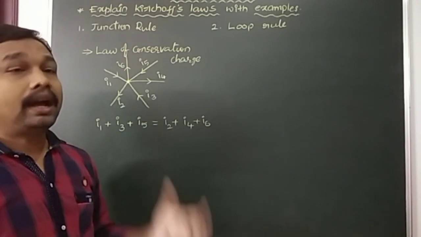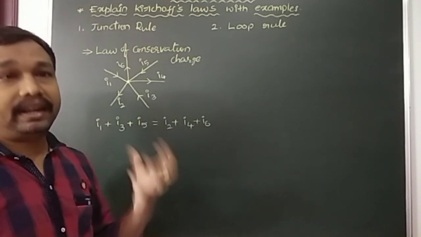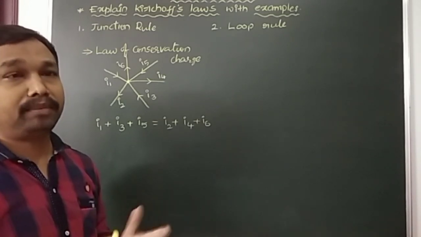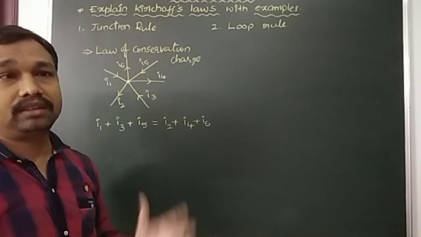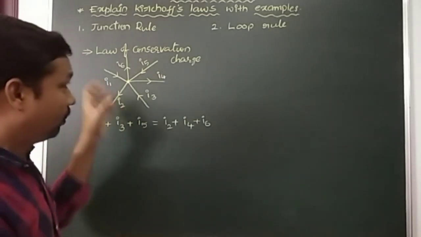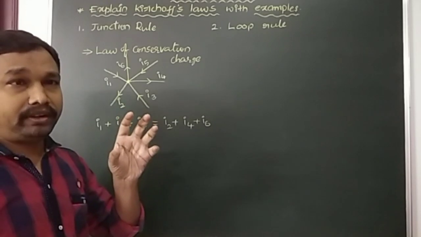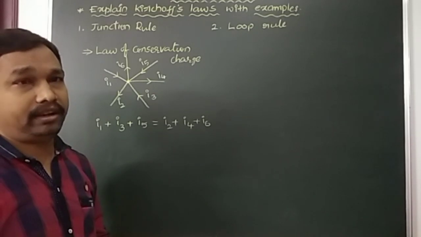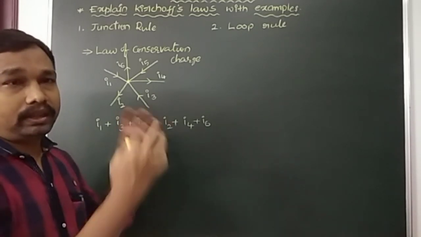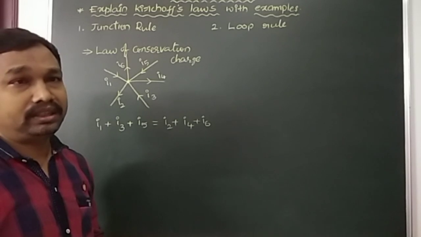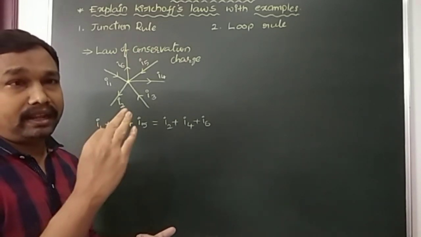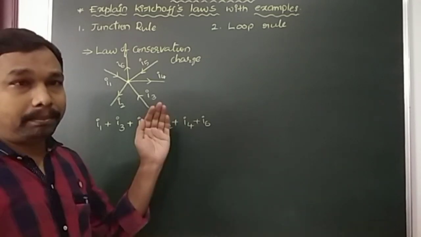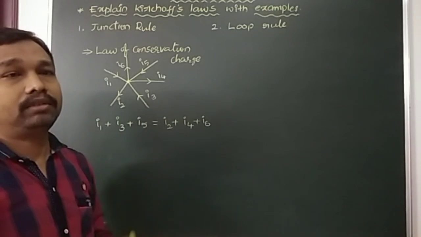What is that? The algebraic sum of current at a junction must be equal to 0. Okay, here all the currents coming toward the junction, if you consider it as positive, then the leaving you need to consider as negative. Otherwise, all the currents coming toward the junction are negative, and leaving away you need to consider as positive. Okay, but the algebraic sum must be equal to 0.